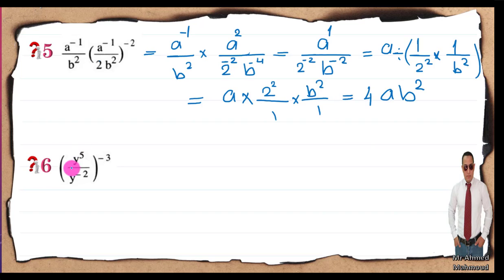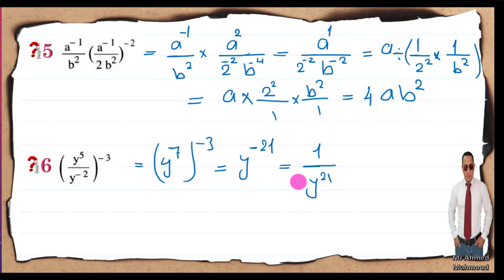Okay, now here we have y up and down, so I can simplify their powers. It's opposite to what happened here. Here we had a and b, so I can't subtract their powers, but now I have y and y. So the first step, I'm going to subtract 5 minus minus 2. It is equal positive 7, all to the power negative 3. So I'm going to multiply the powers. It will be 7 times negative 3 equal negative 21, equal 1 over y power of 21. This is in the simplest form.